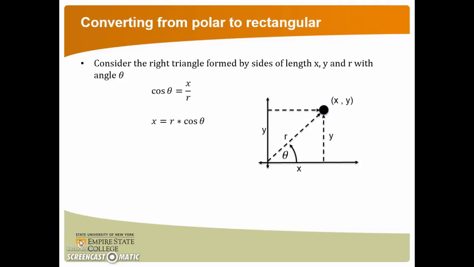Multiplying both sides of the equation by r, we find that x equals r times the cosine of theta. We have sine of theta equal to the ratio of y to r. Multiplying both sides of the equation by r, we find that y equals r times the sine of theta. So this means that the polar coordinates (r, θ) is equivalent to the Cartesian point (r cosine theta, r sine theta). Let's look at an example.